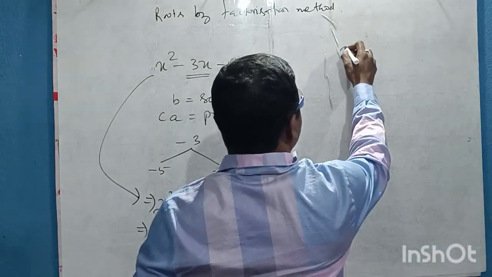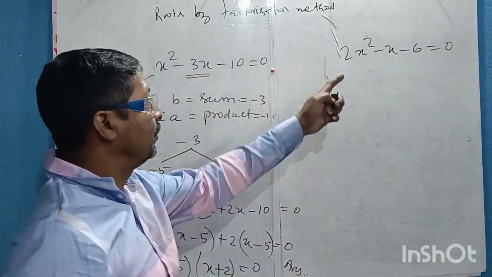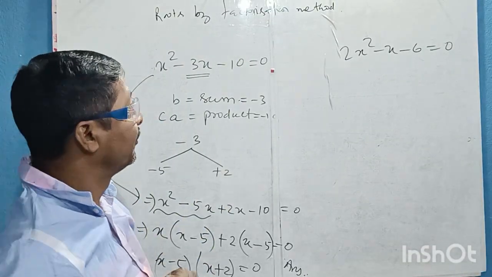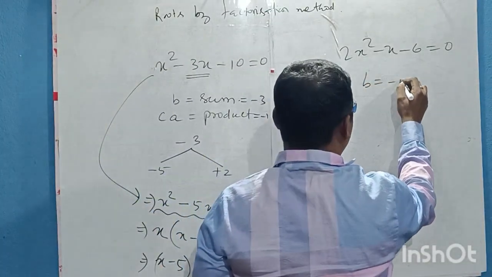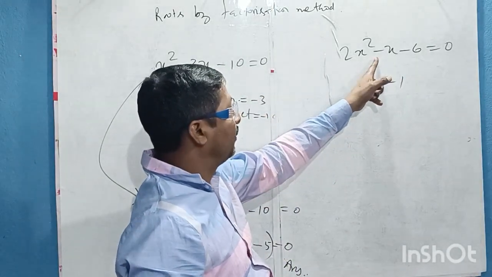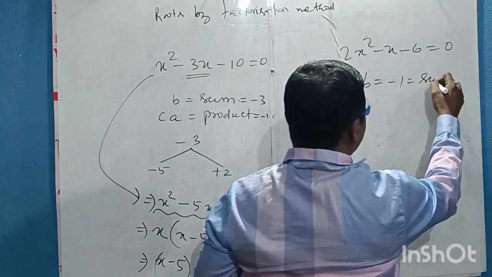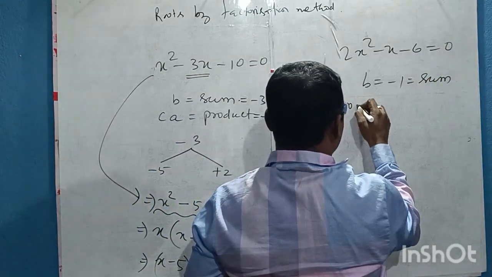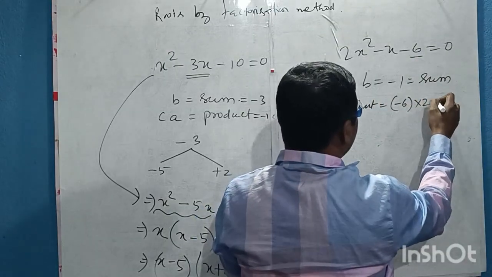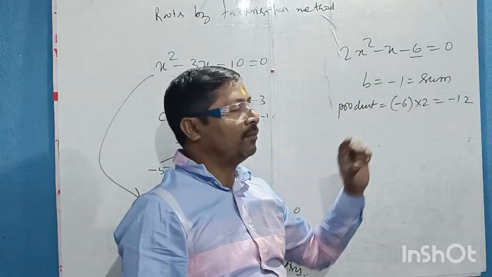Suppose the question is 2x square minus x minus 6 equal to 0. So we have to split it by the factorization method and find the roots. So what is b here? Minus 1, the x term. 1x is there and minus is there, so minus 1. This is the sum. And what is the product? Product will be c times a. c is minus 6 into a is 2, minus 12. So split minus 1 in such a way that the product will be minus 12.